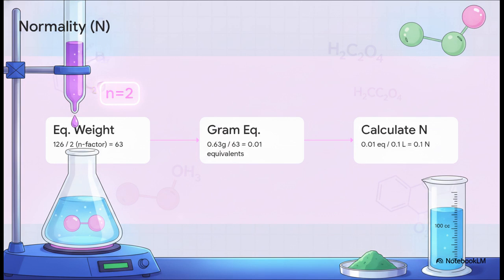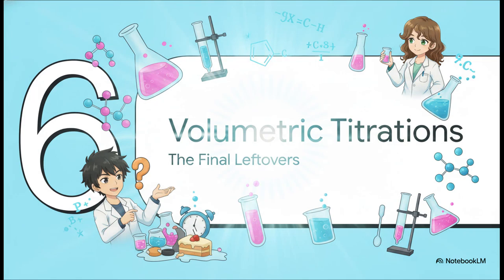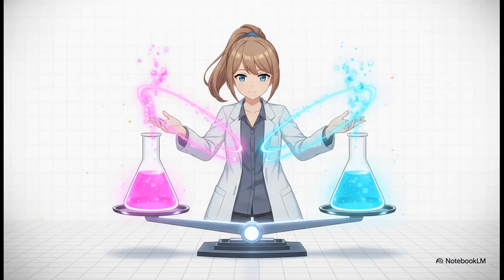Now, what's really interesting here is how equivalent weight changes the whole game. If you forget that N factor trap, the whole calculation falls apart. Section 6, Volumetric Calculations and the Leftovers. Let's tie it all together. Okay, the ultimate cheat code for titration numericals is the law of equivalence. N1V1 equals N2V2. It's beautiful because 1 gram equivalent of a substance always perfectly reacts with 1 gram equivalent of another. You just plug in your knowns and solve for the unknown.